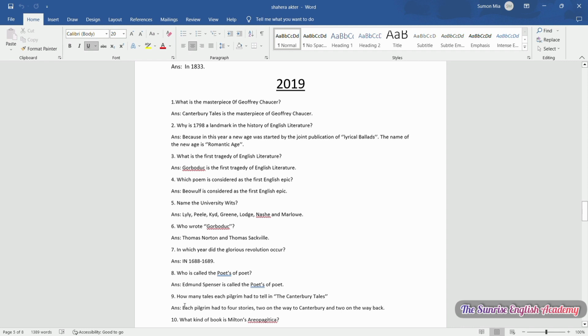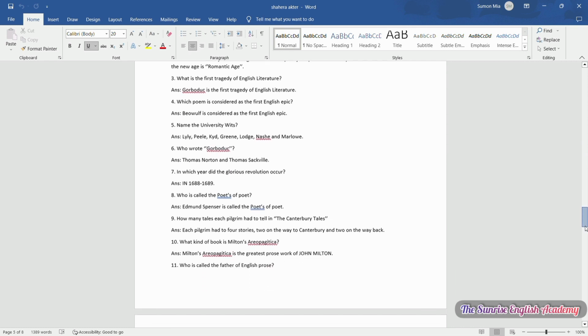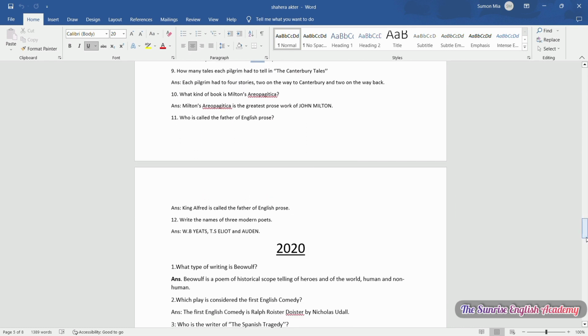9. How many tales each pilgrim had to tell in the Canterbury Tales? Answer. Each pilgrim had to tell 4 stories, 2 on the way to Canterbury and 2 on the way back. 10 number. What kind of book is Milton's Areopagitica? Answer. Milton's Areopagitica is the greatest prose work of John Milton.